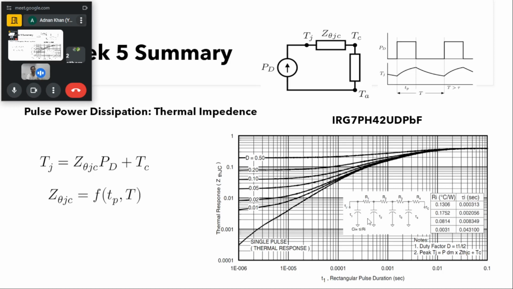And from this, we can calculate the temperature at different junctions, at different points, as we have seen. But the other way to do is, we can do it through the graphs using this equation. Temperature at the junction will be given by Z theta jc times the average power dissipated through the devices, plus Tc. If we know the temperature at the case, then we should be able to calculate the junction temperature.